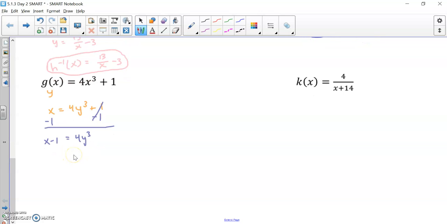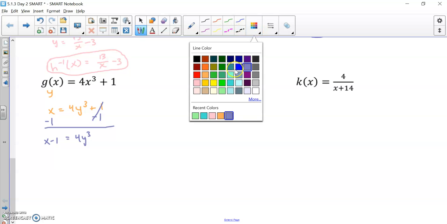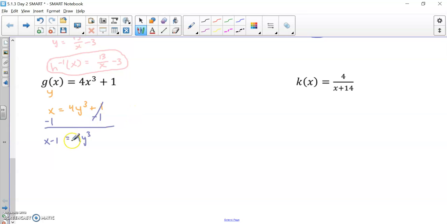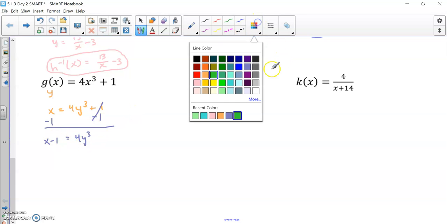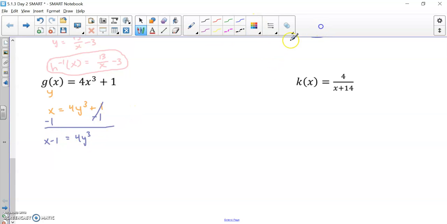So now I have 4y cubed over here. I still don't have y alone. I need to get rid of that 4. Right now it's being multiplied by the y, so I can divide both sides by 4. So x minus 1 over 4 on the left and y cubed on the right.